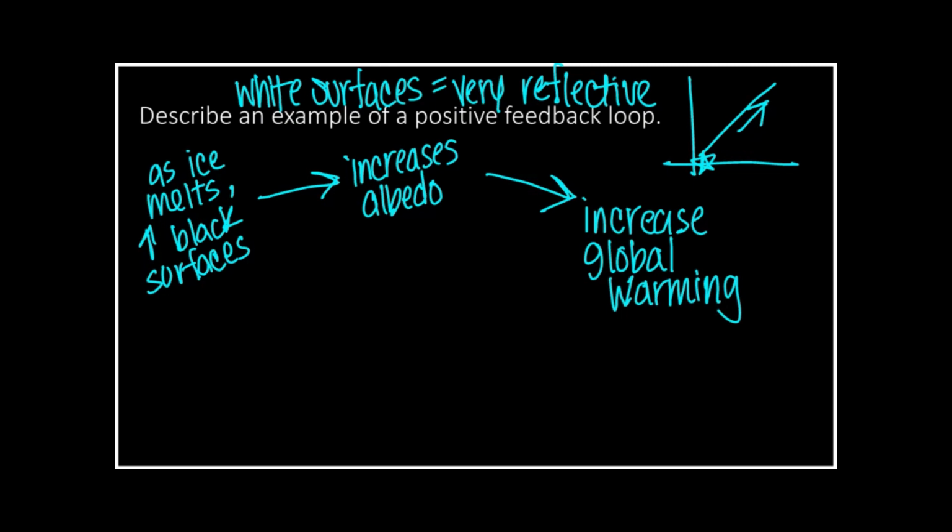Right. Well, if the Earth is warming more, we're going to have more melting ice, which then is going to cause more albedo, more absorbing of that heat, which then is going to increase global warming more, which is then going to cause more ice to melt. And so you can see it's a feedback loop, but it's getting us farther and farther away from what is considered normal or our base condition or whatever you want to call it.